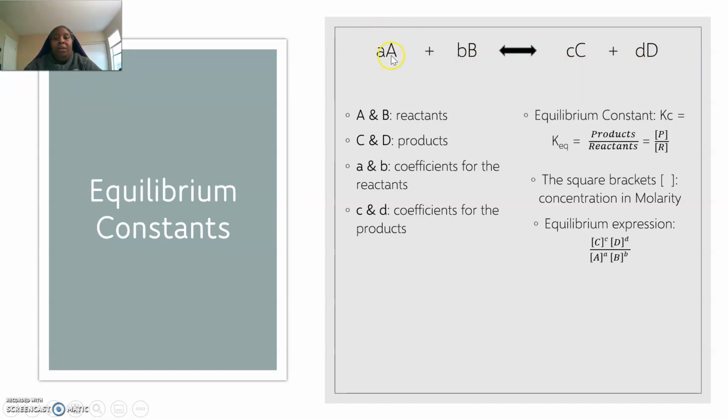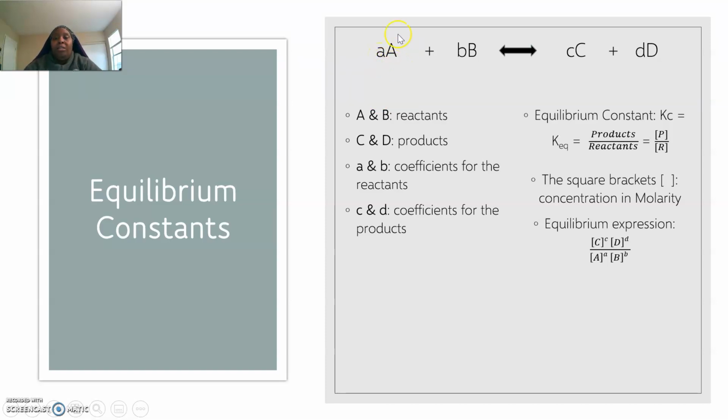So I have little a and big A plus little b and big B. There is our double arrow that says it's a reversible reaction. And then I have little c and big C. And then little d and big D. What I want you to remember is that the A and the B are both going to be your reactants. All right? Your C and your D are both going to be your products. And then the small letters, you guys should remember, those are going to be your coefficients.